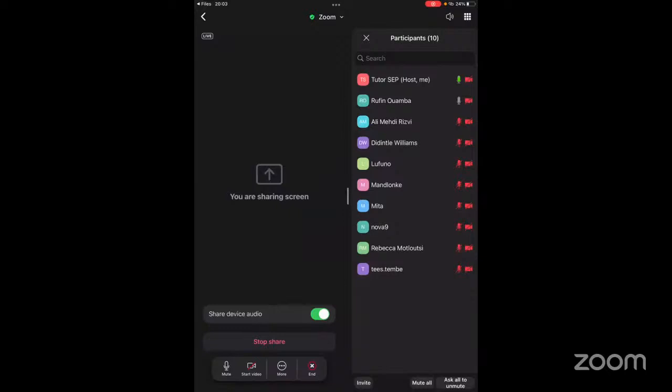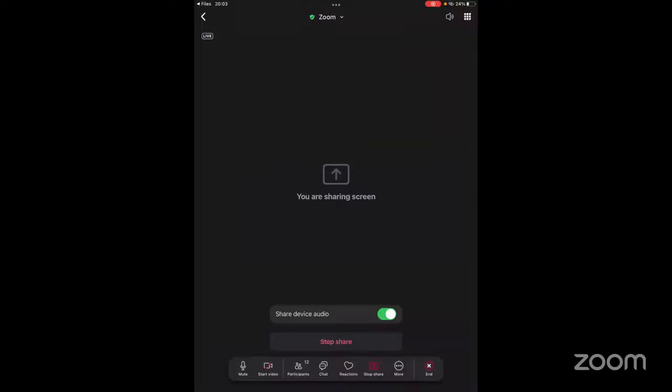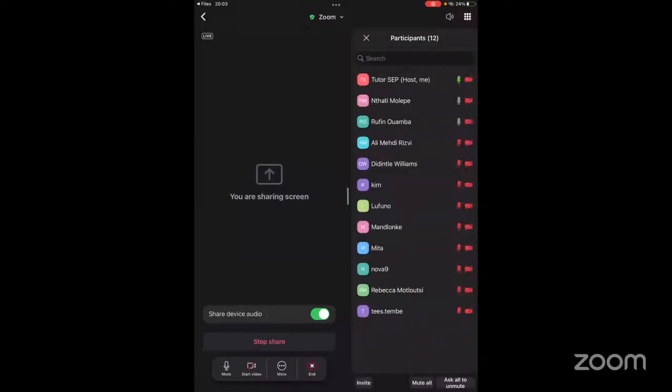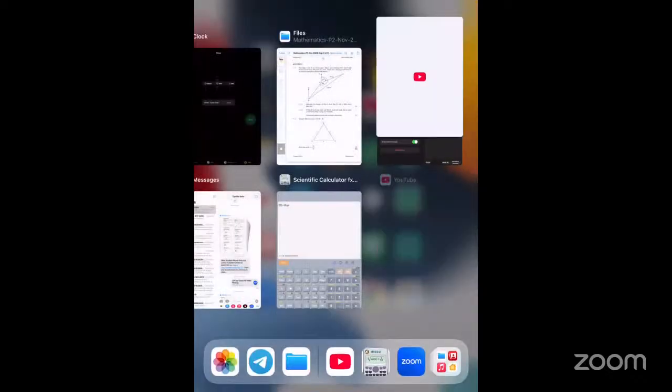Okay, guys, I see Rufin, the Alice has just joined. Mita is there. Rebecca Motlows, Kim Zozo has just joined. It looks like the squad is here. Okay. Let me mute and see. Okay, guys.